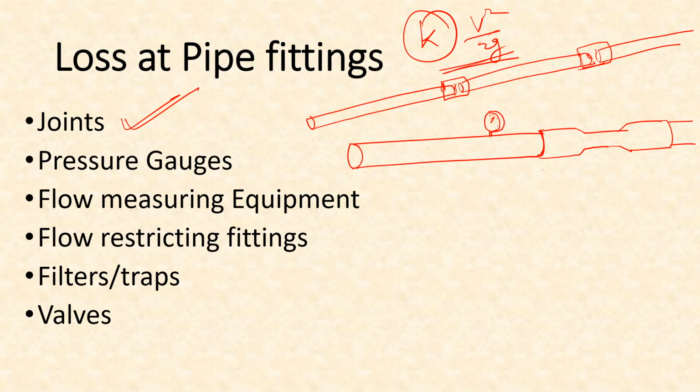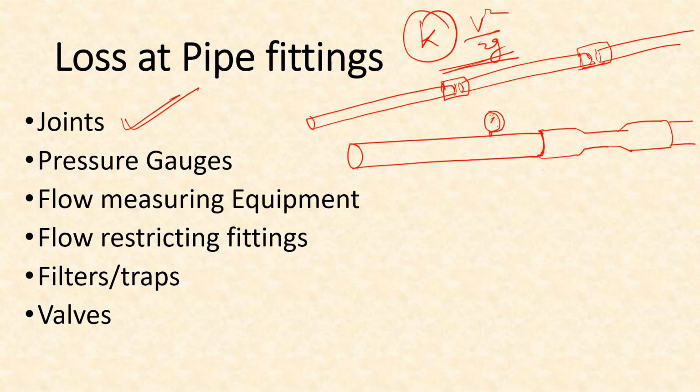Flow restricting fittings: sometimes we may want to reduce the flow rate, and those kinds of fittings will also cause some kind of head loss. Filters or traps are also provided to stop solid material from passing along with the flow. They are also used in sewer lines or storm drains, which carry wastewater or rainwater from one place to another.